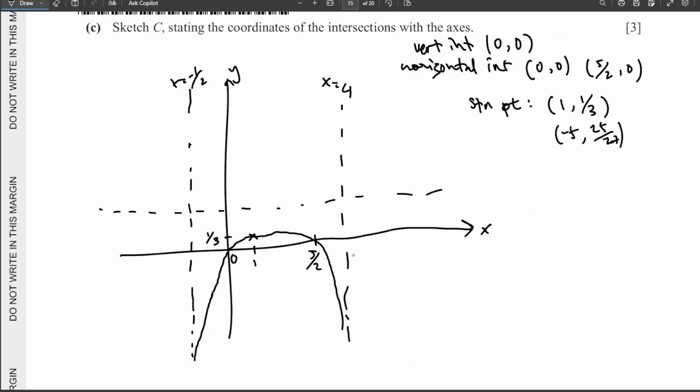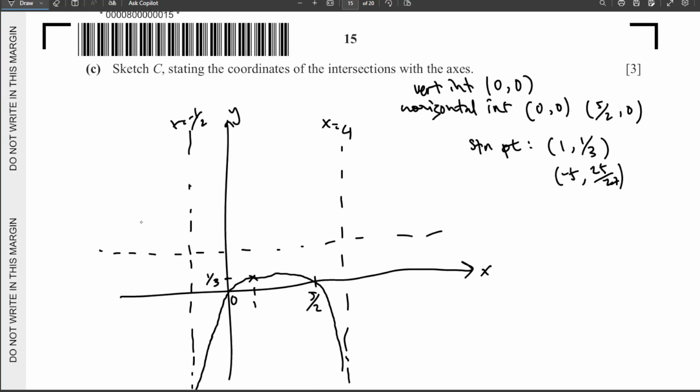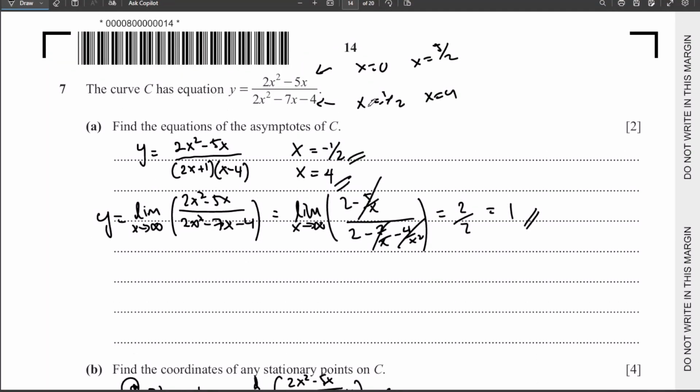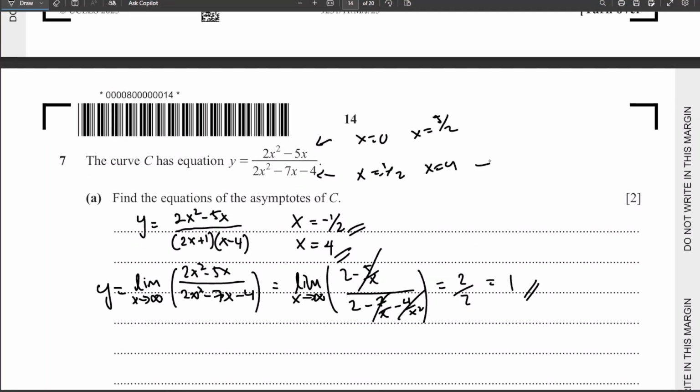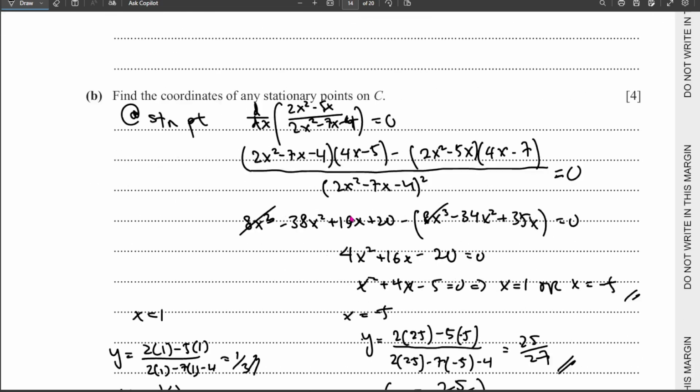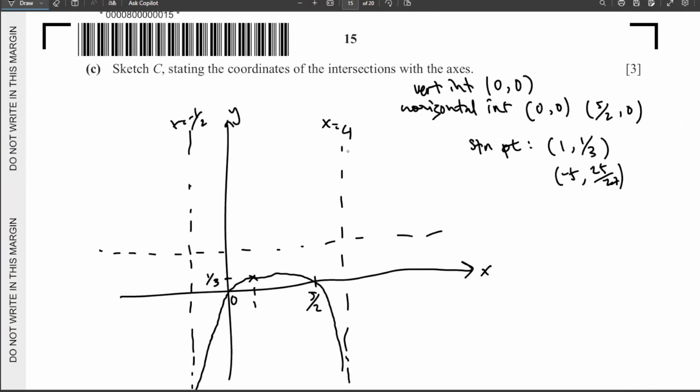Then we also look at beyond these two. Beyond these two, we already know it's positive, because that's the root. So outside these two values is positive. So we can draw it something like that. You come from the vertical asymptote, then don't touch the horizontal asymptote.